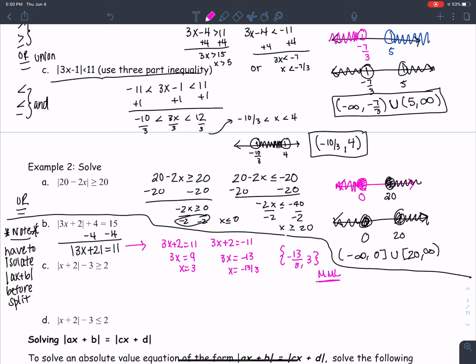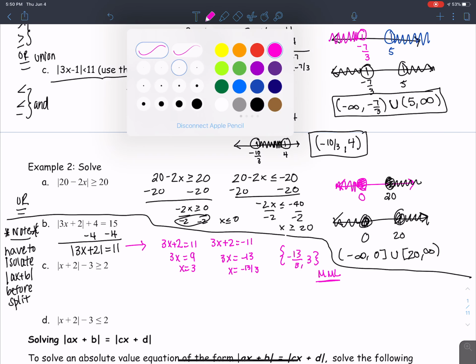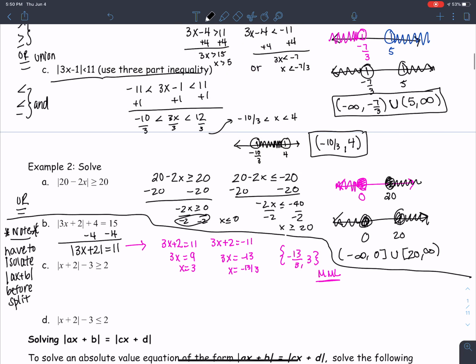Okay? All right, so let's do another one. Again, on the left side, the absolute value is not isolated. We have to isolate the absolute value before we can split it up. Okay? All right, I'm going to erase everything so we have more room.